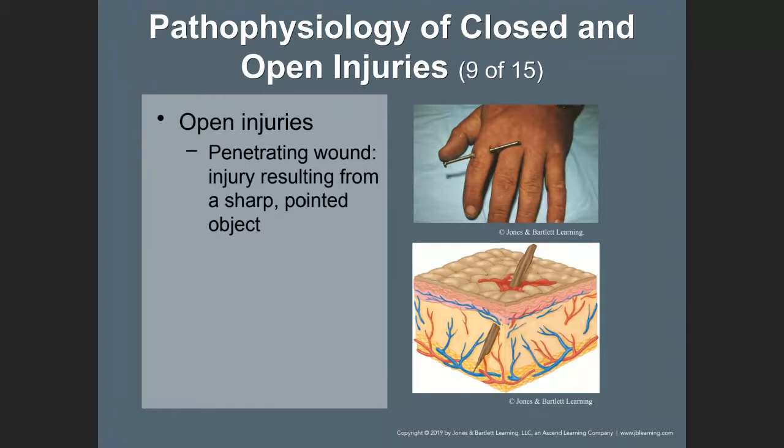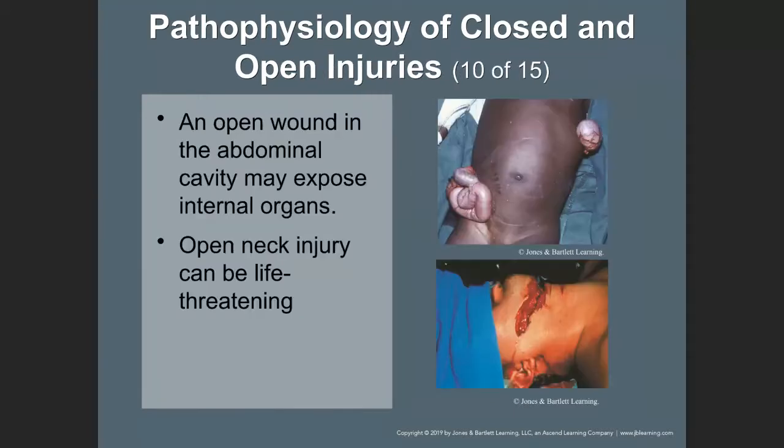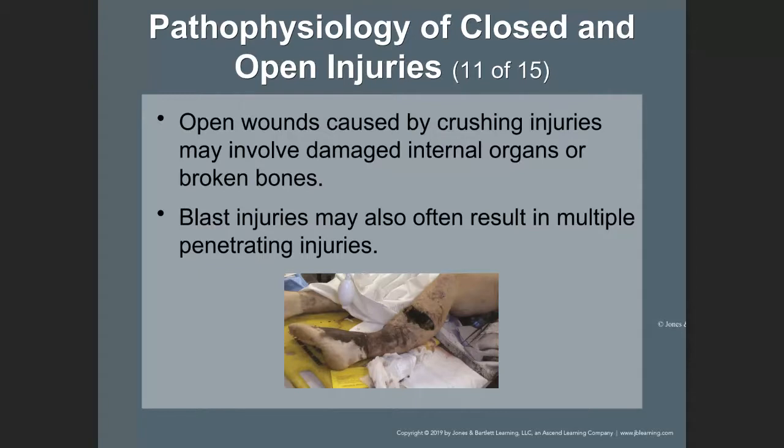Penetrating wound, injury resulting from a sharp pointed object. It can be accidental or it can be intentional. An open wound in the abdominal cavity may expose internal organs. Open neck injury can be life-threatening. Open wounds caused by crushing injuries may involve damaged internal organs or broken bones. Blast injuries may also often result in multiple penetrating injuries.